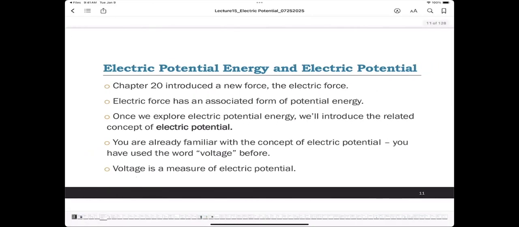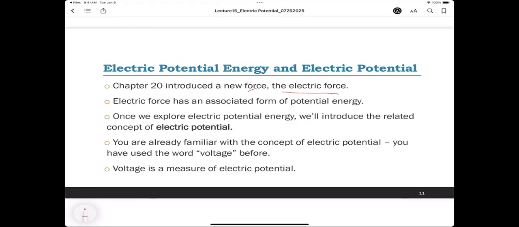Chapter 20 introduced a new force, the electric force. Electric force has an associated form of potential energy. Once we explore electric potential energy, we will introduce the related concept of electric potential.